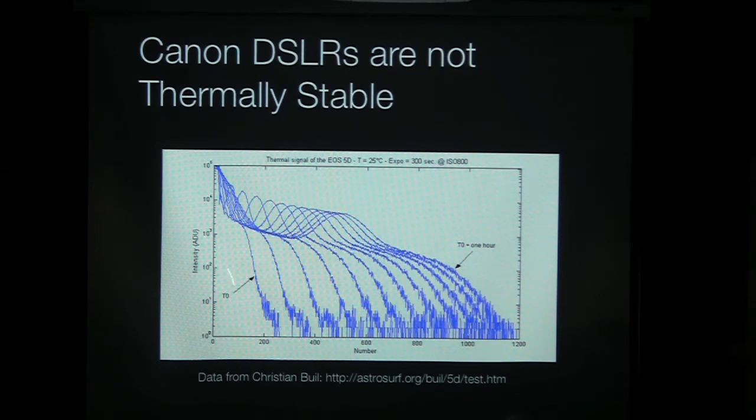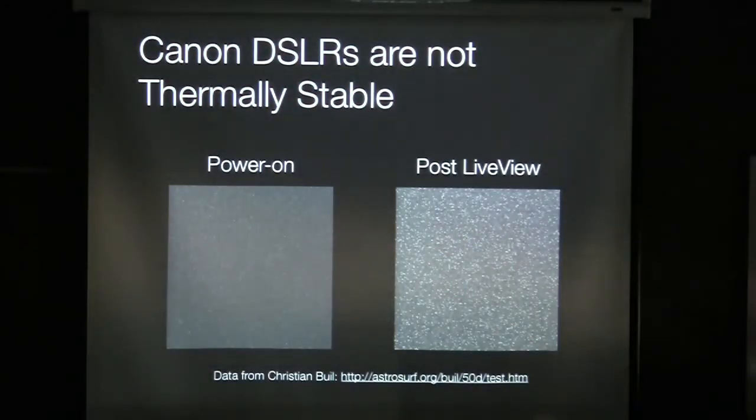This is time 0, and this is 1 hour. And he's saying, okay, look, I'm going to show you the histogram of this dark frame. And you see that as time goes on, the histogram gets broader and broader and shifts to the right more and more. Here is a dark frame at power on. Here is a dark frame after 10 minutes worth of live view. Again, you see clearly that noise has to go up. It's not a temperature-controlled camera. But it does mean that this isn't stable.